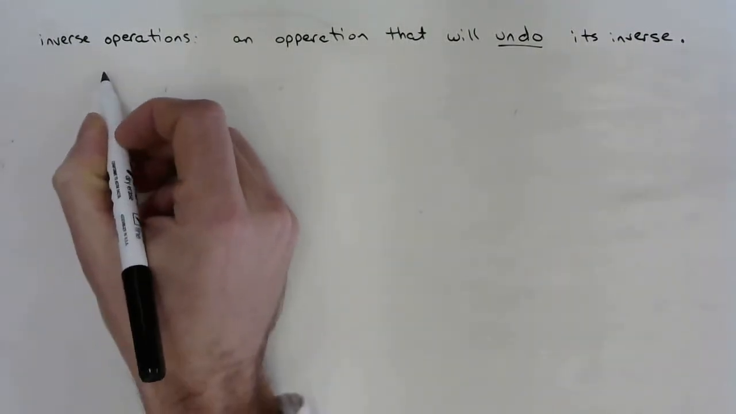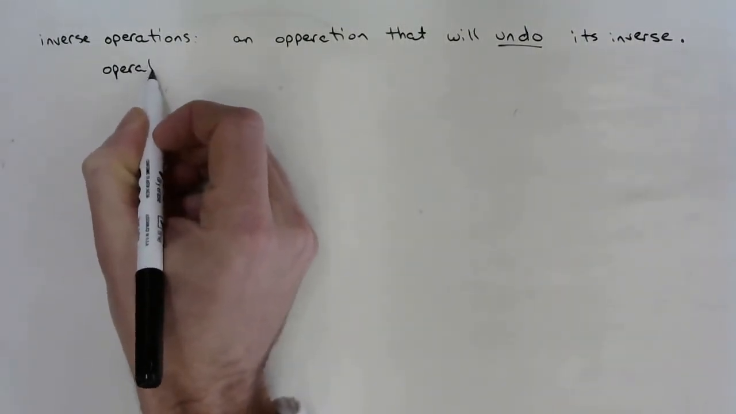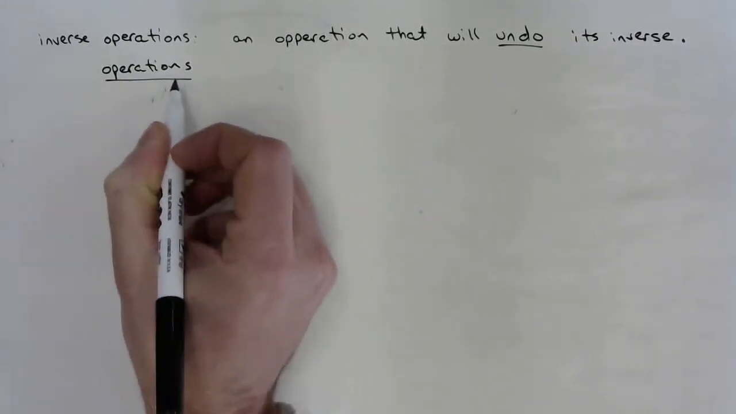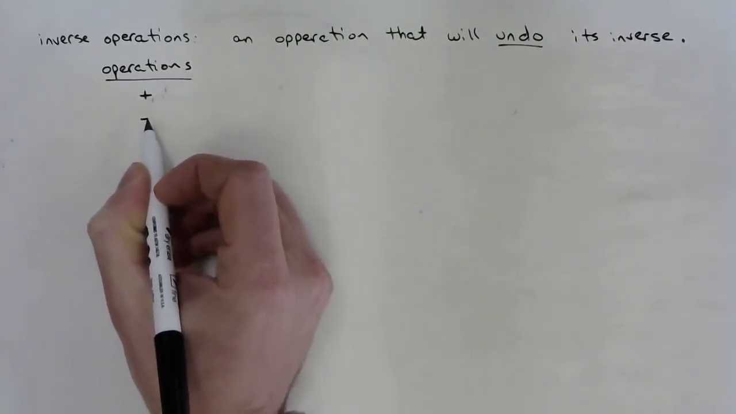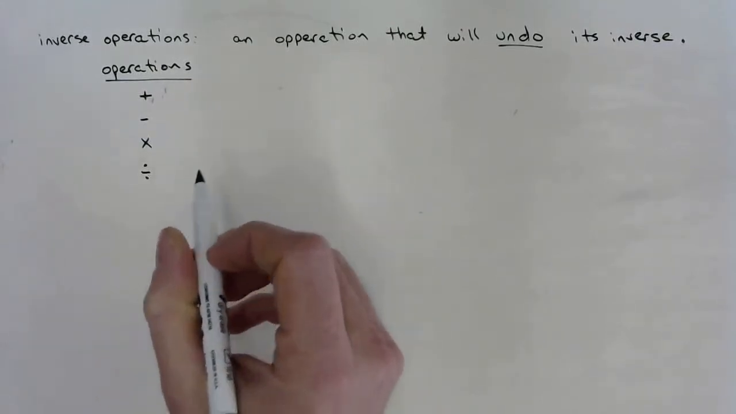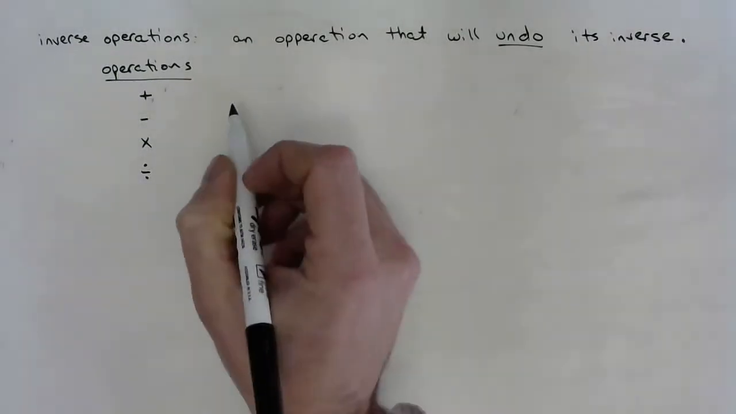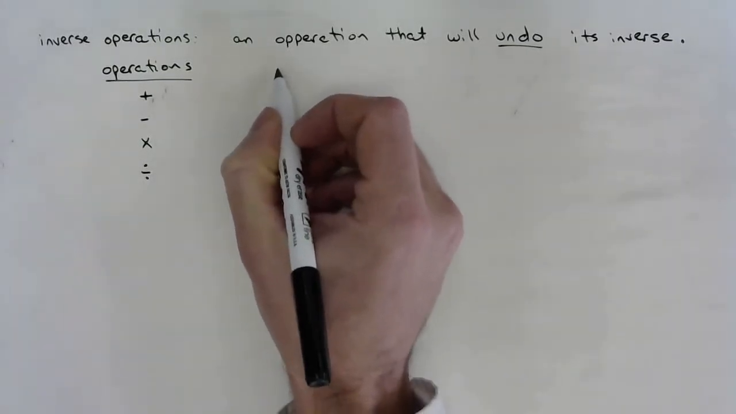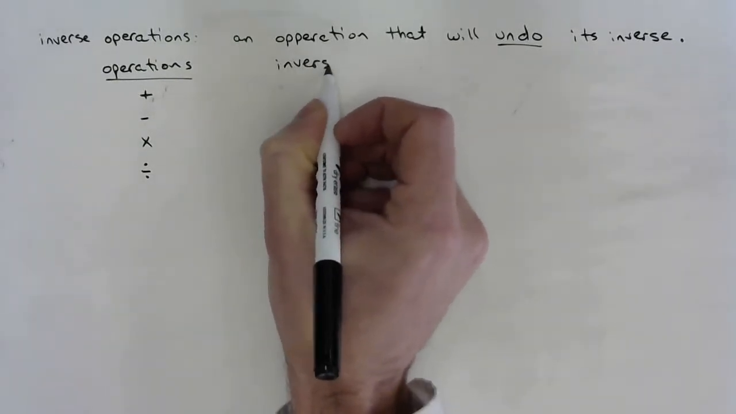So if we think about our operations, what are our basic operations in math? Addition, subtraction, multiplication, and division. Leave a little bit of space underneath because we're going to add to this list a little bit. And then we have their inverse.